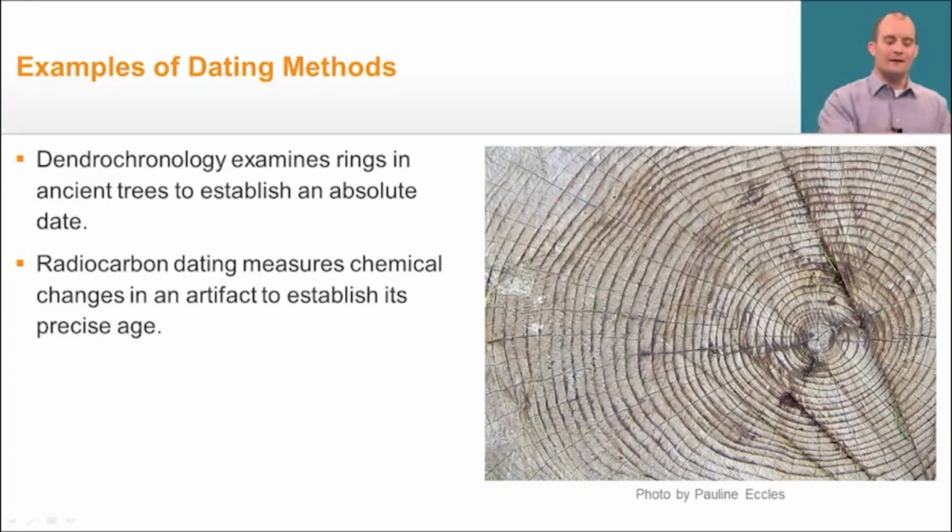The second dating method is radiocarbon dating, which measures the chemical change in an artifact to establish its precise age. All living things have carbon in them. That could be a human bone, that could be a tree like you see right here. What archaeologists can do is they can measure the amount of carbon left in that tree or in that bone, and based on the amount of carbon left, they can measure the precise age. So let's take a look at how well you know the difference between archaeologists and anthropologists.